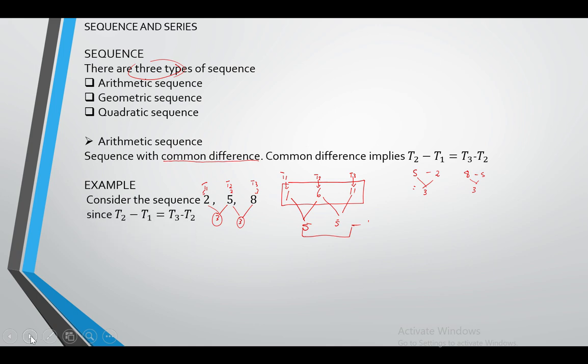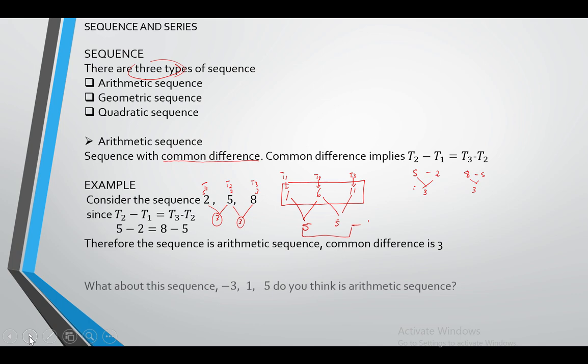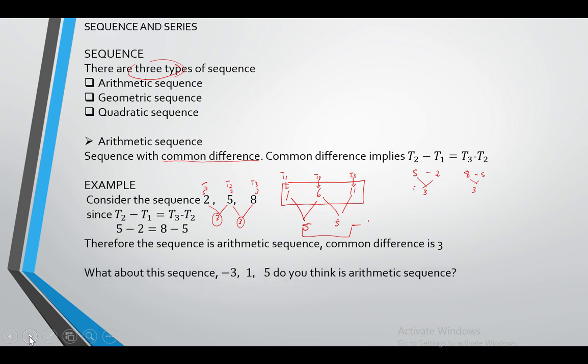Here I was saying that term 2 minus term 1 is equal to term 3 minus term 2: 5 minus 2, 8 minus 5. This explains everything that I was talking about. The sequence is an arithmetic sequence because of a common difference. What about this sequence here?